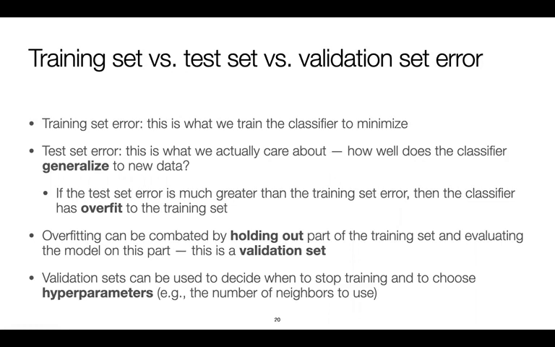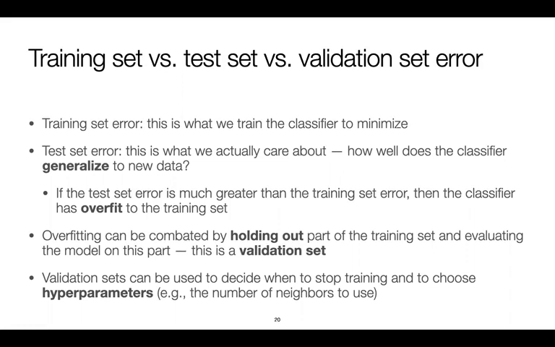Validation sets can be used to decide a number of things. They can be used to decide when to stop training. If I train for too long, then maybe my model will overfit to the training data that I have. So I can try to stop at a point where my model has not yet overfit. Or I can choose other types of hyperparameters, which are different from the parameters in the model because the parameters are learned or fit to the data. The hyperparameters are chosen by the human. That's why we call them hyperparameters. An example of a hyperparameter might be how many neighbors do I use if I'm using a nearest neighbors classifier?